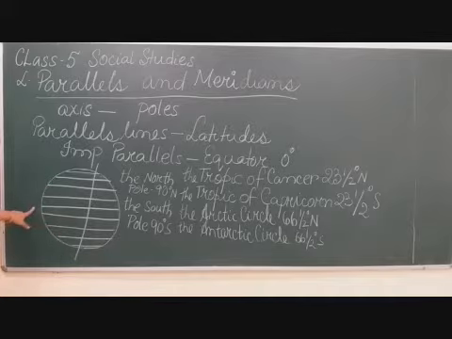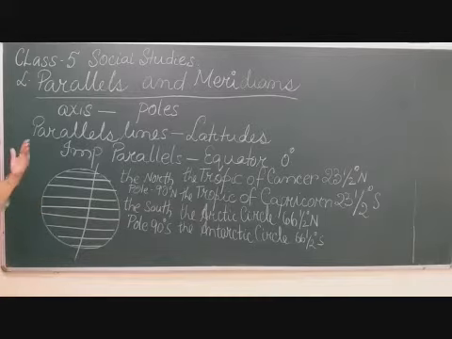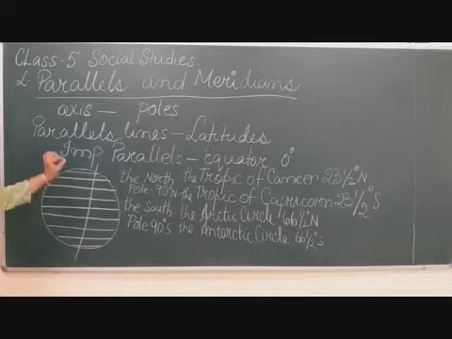The equator, which is at the center, divides the earth into two equal halves, that is the northern hemisphere and the southern hemisphere. And the two points, just a dot, they are the North Pole and the South Pole.